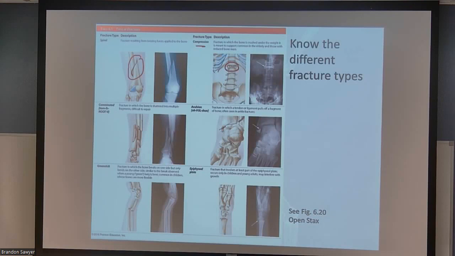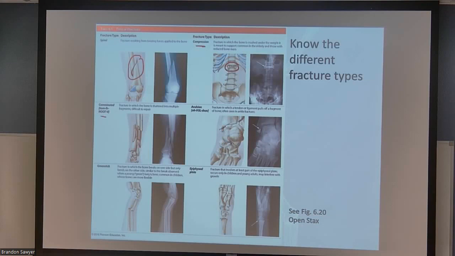A comminuted fracture is pretty much one of the nastiest fractures you can have. It's pretty much just shattering of your bone, right? So it can be major compressive forces, just smashing everything. You get multiple pieces, multiple chunks. A lot of times that requires some kind of surgical intervention to put everything back together.